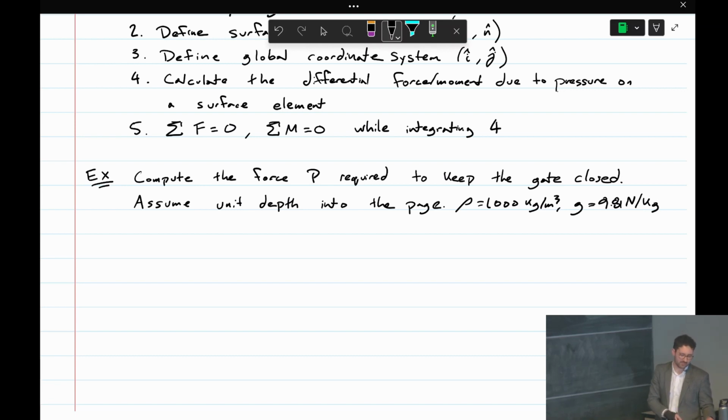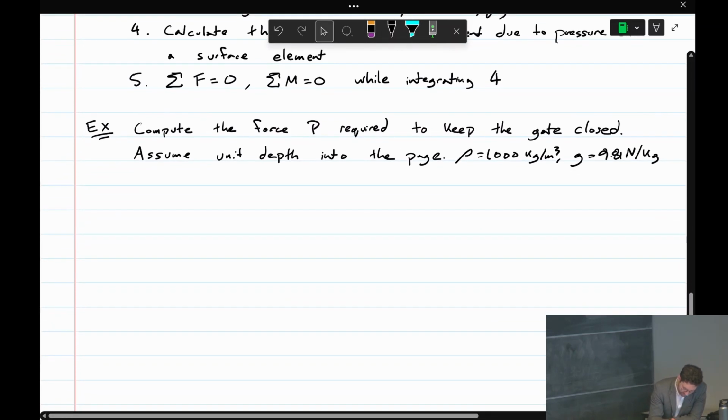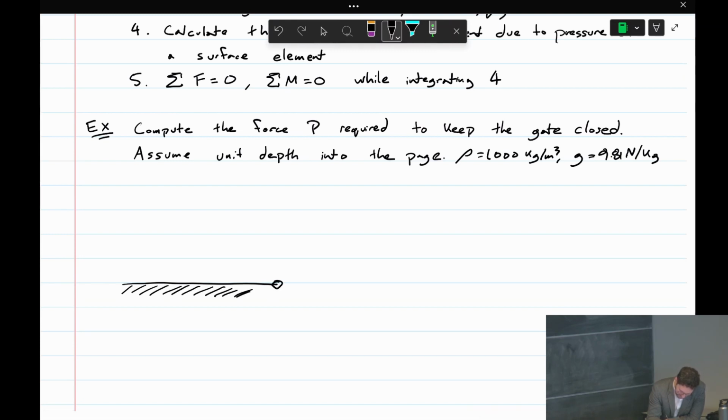So we have usually some sort of simple geometry, and we're going to pretend it's a gate, and we want to calculate the forces on that gate. So I'll draw the problem. Say, sort of ground here. We attach a hinged gate. So this is our hinged gate. Assume this is some sort of reservoir or something.